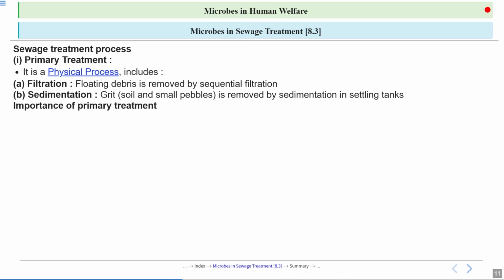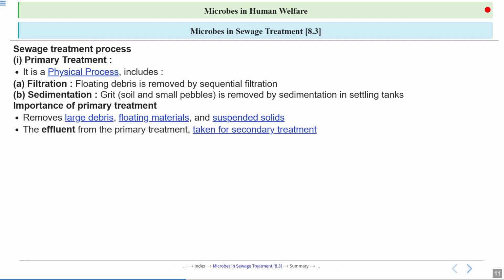Now, what is the importance of primary treatment? It helps remove large objects, floating items and solid particles from the water. Now, the partially cleaned water from this process is then sent for further cleaning in the secondary treatment. So the effluent, the partially cleaned water from the primary treatment, is taken for the secondary treatment.